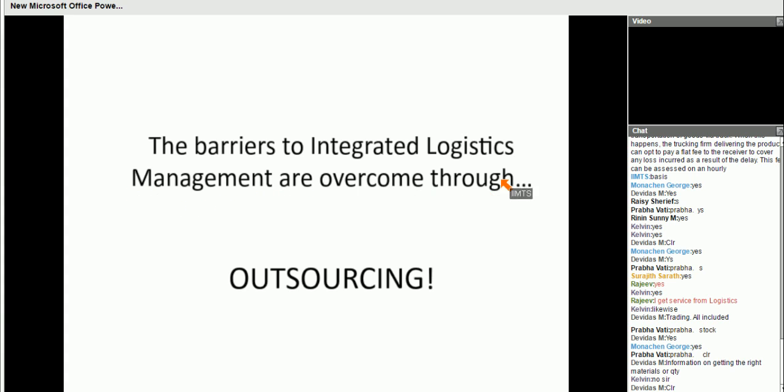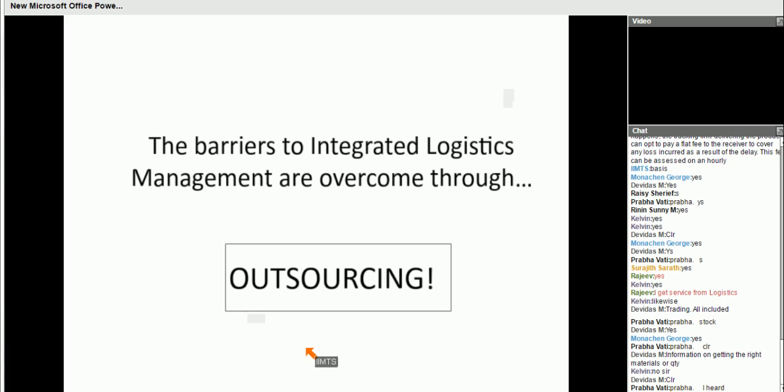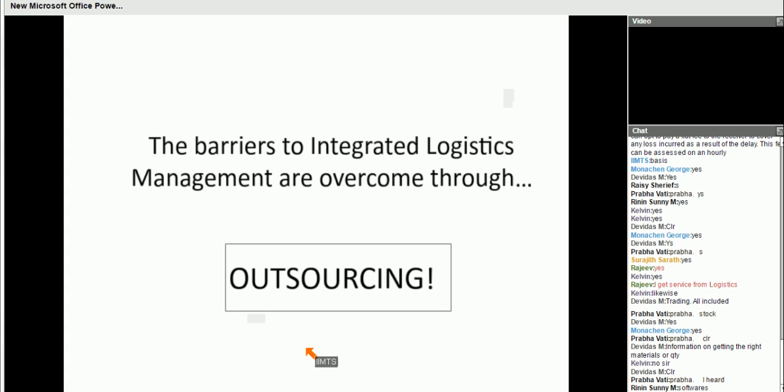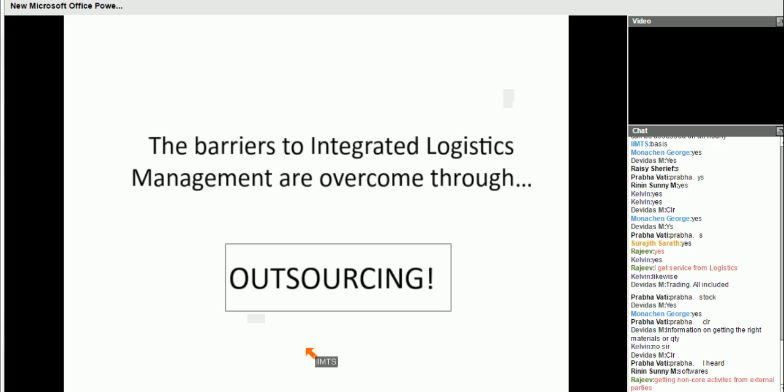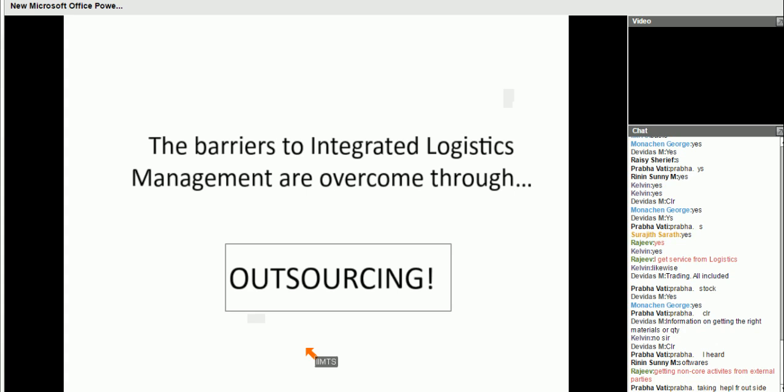The barriers to integrated logistic management are overcome through. Now, how to overcome these obstacles? Through outsourcing. How many have heard this term? Outsourcing. Very common term these days. What do we mean by outsourcing? Getting non-core activities from external parties.